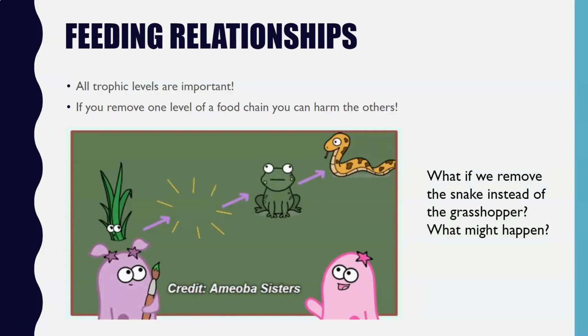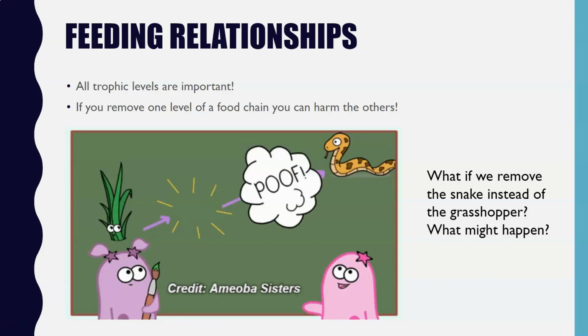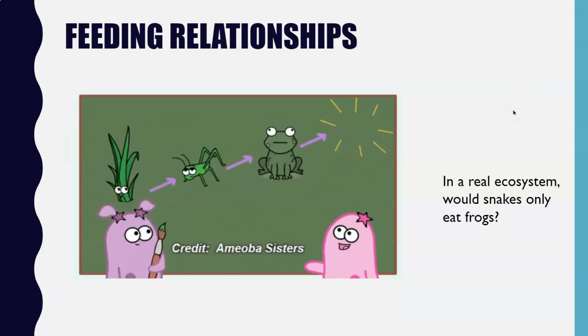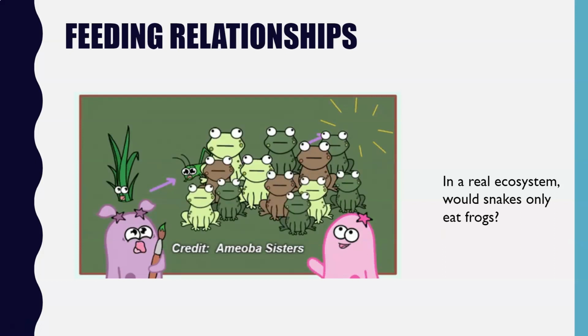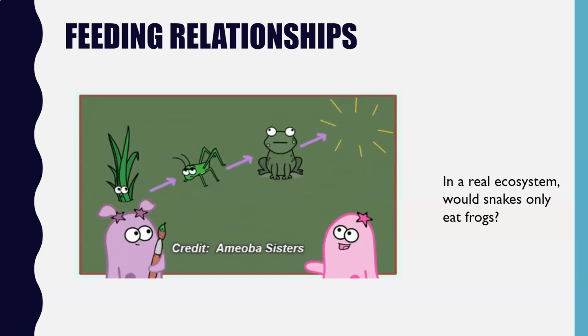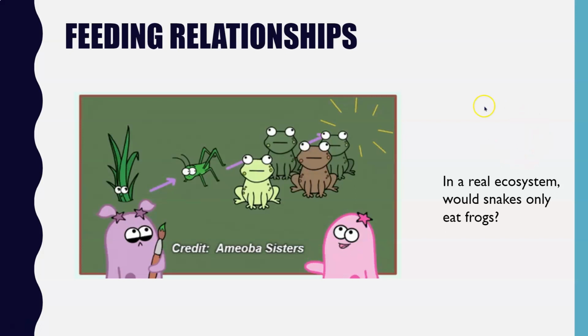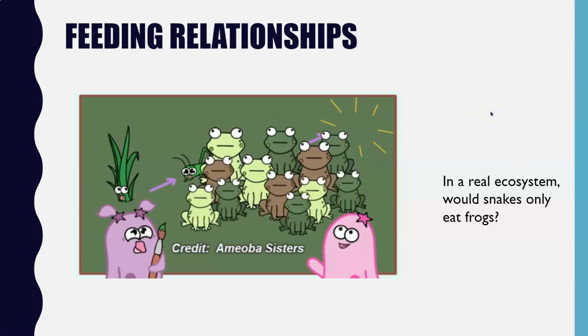The frog doesn't have any food, they're going to decrease, and then the snakes will also decrease because their food source is going to go down as well. In a real ecosystem, would snakes only eat frogs? The answer is no, okay? They would have other food sources, but you will see an increase in frogs if the snake goes away.